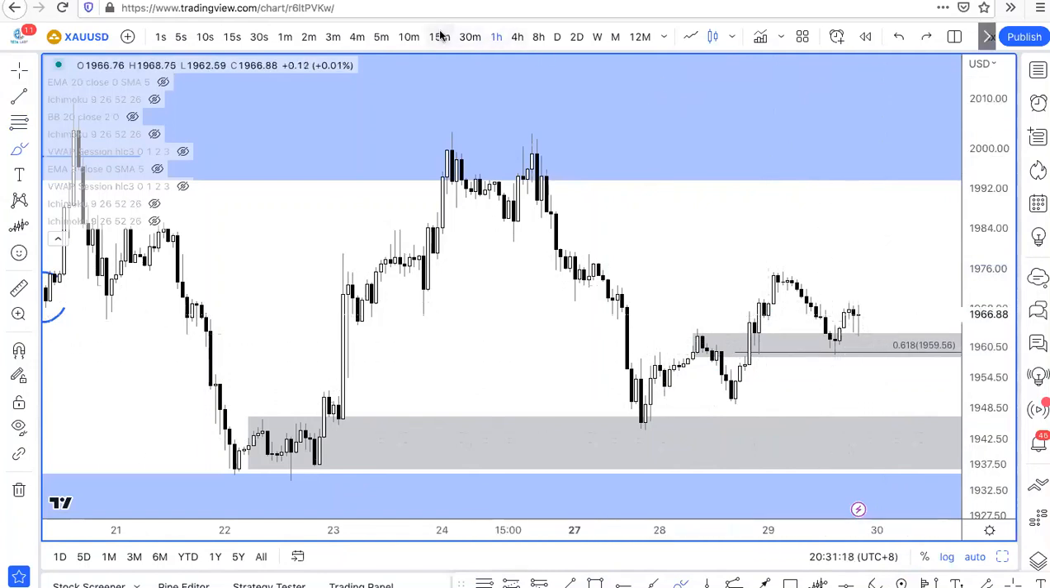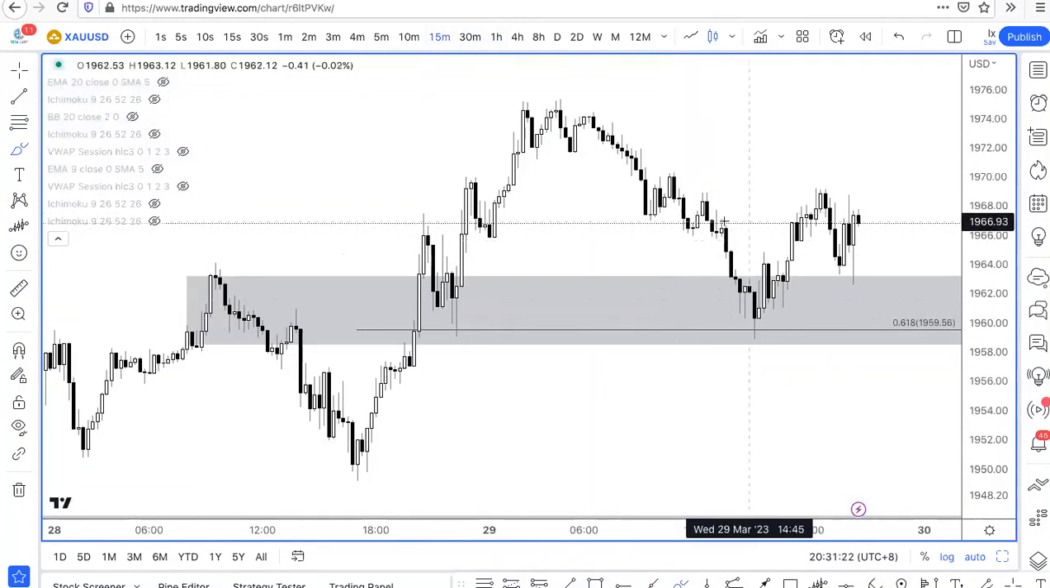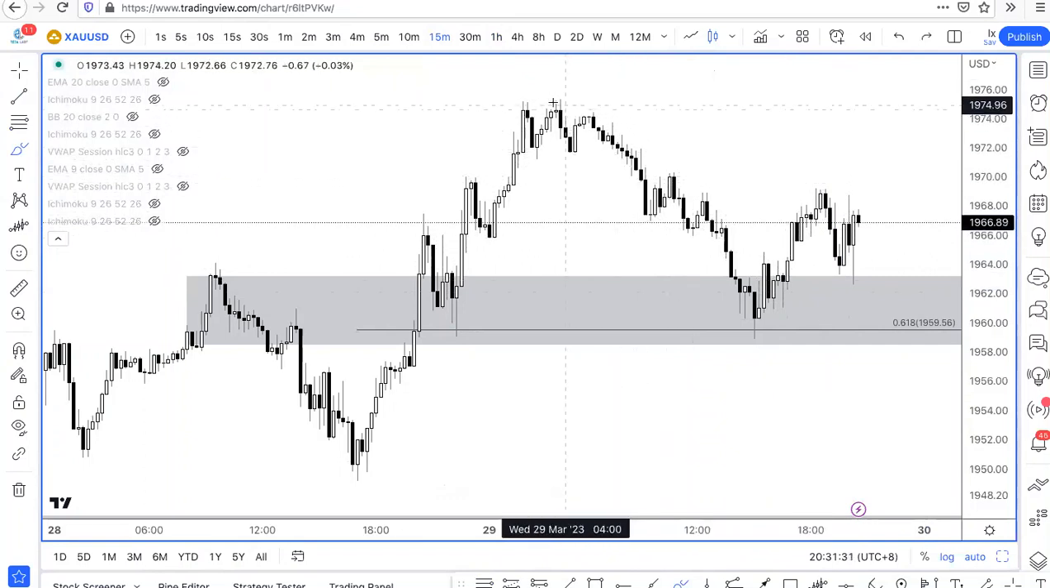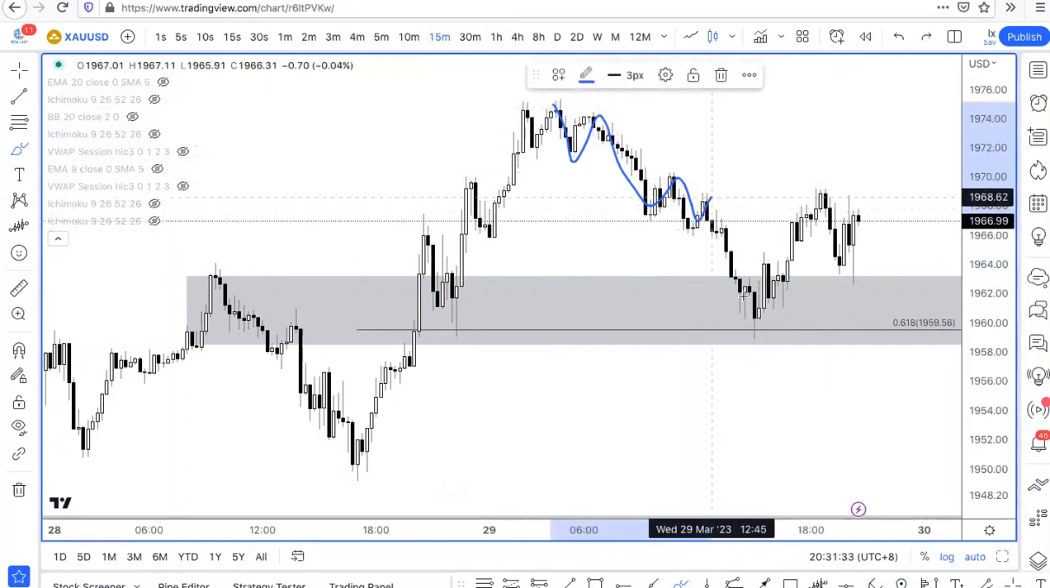So that's one. And then if you go to the lower time frame, let's say the 15 minutes, you can see that price is just consolidating around this zone here. You don't have clear structure. Currently this low is being formed, but on the 15 minutes you can see lower lows, lower highs, and right now price is testing this last low.